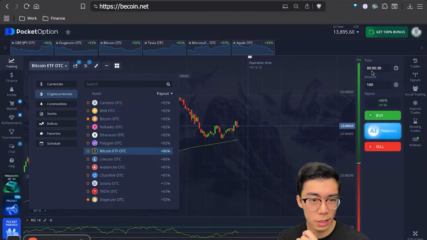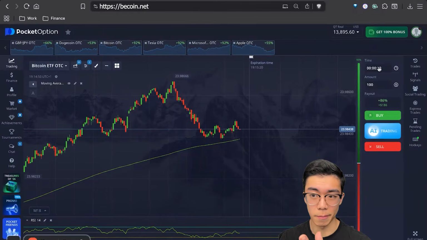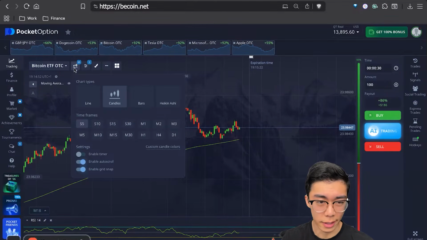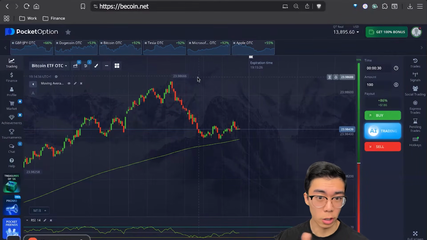And for me personally, I do the 30-second time frame for the binary options trades, and I use 5-second candlesticks. That just works for me. You can test out with a demo account on Polkadot option what works for you.